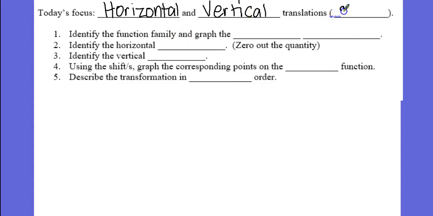Okay, these are your translations or shifts. So we're not going to transform the shapes and make them look different, have really fat parabolas or really skinny parabolas. We're just going to take the parent function. It's going to look the same. They're going to be twins. They're just going to live in different houses. Okay, so we're going to identify the function family. That's a skill you have to be able to do. And you're going to graph the parent function, which is what your green paper is for.